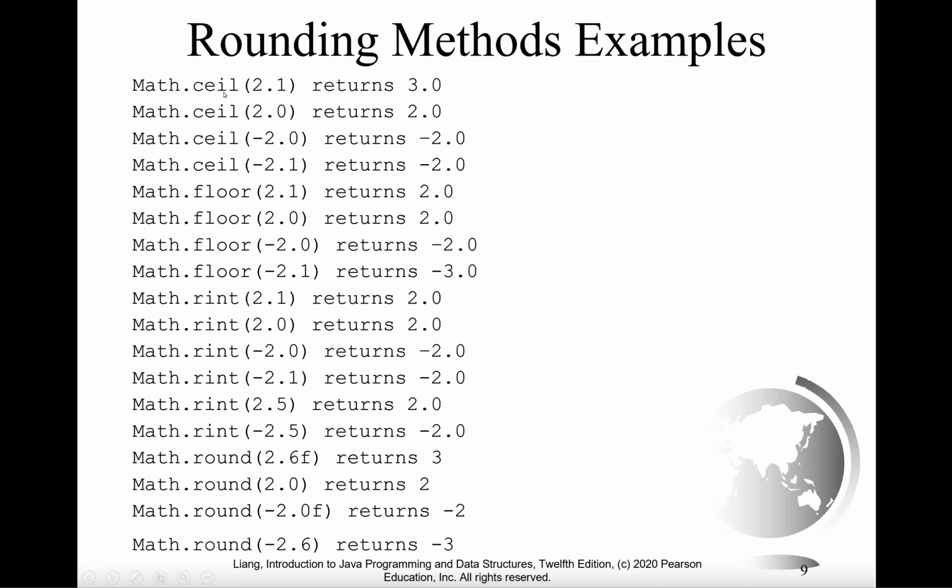The example for ceil is 2.1 rounded up. So this becomes 3.0. And Math.floor(2.1) returns 2.0. This is rounded down.